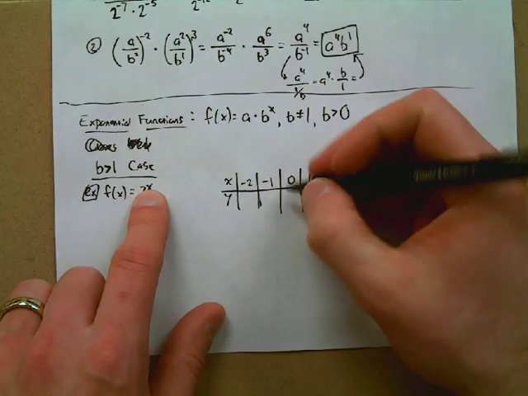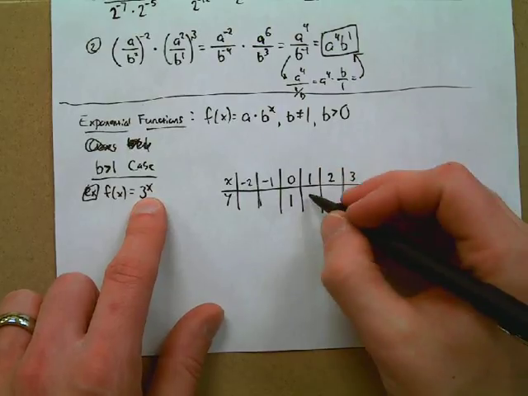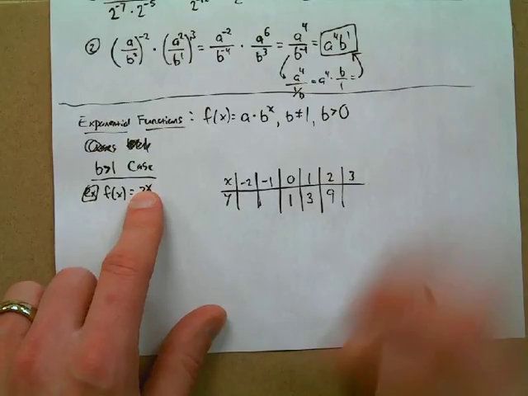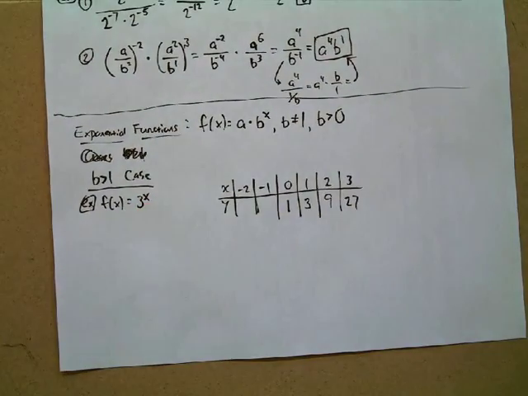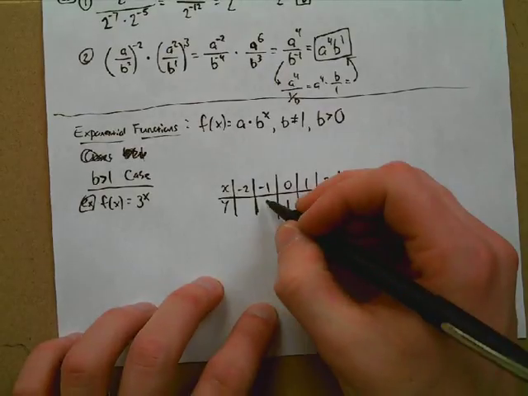Okay. If we plug in 1, 3 to the 1, it's 3. Right? Plug in 2, 3 to the 2 is 9. And then plug in 3, 3 to the 3 is 27. So you can see these numbers get out of control real quick. Plug in -1. What's 3 to -1? 1/3. 1 over 3 to the 1.